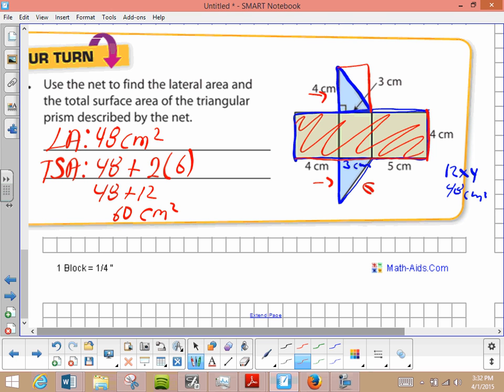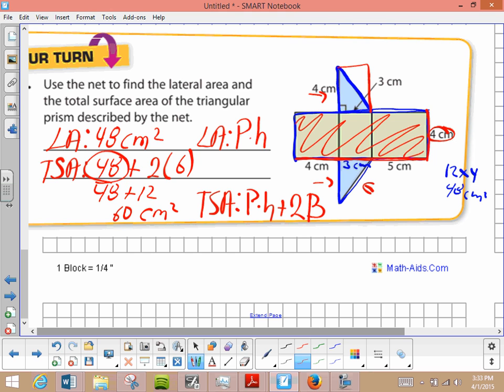So for the lateral area, here is the formula. Lateral area equals the perimeter of the base times the height, which is what you actually found. You found the perimeter of the base, which is this guy right here, and you multiply it by the height, and that gives you the lateral area. That's it. That's all you did. For the total surface area, it is the perimeter of the base, which is this guy right here, because we found it, plus 2 times the base area, which is what we did right there. And you can use those formulas for every single prism. That's why it's important to understand there are 2 bases.